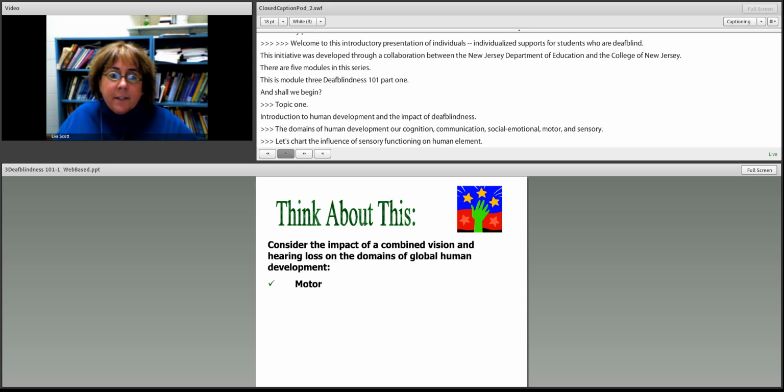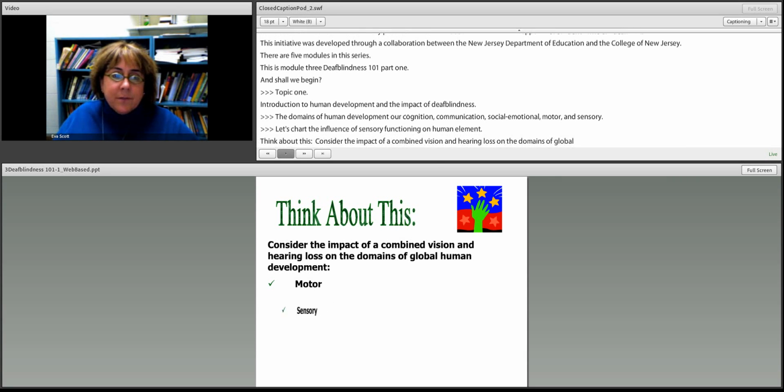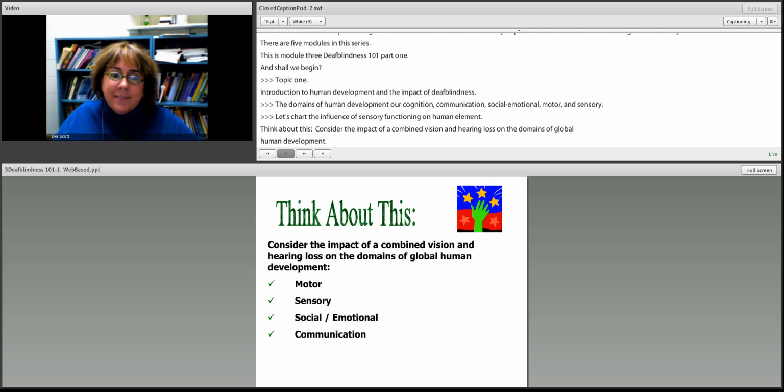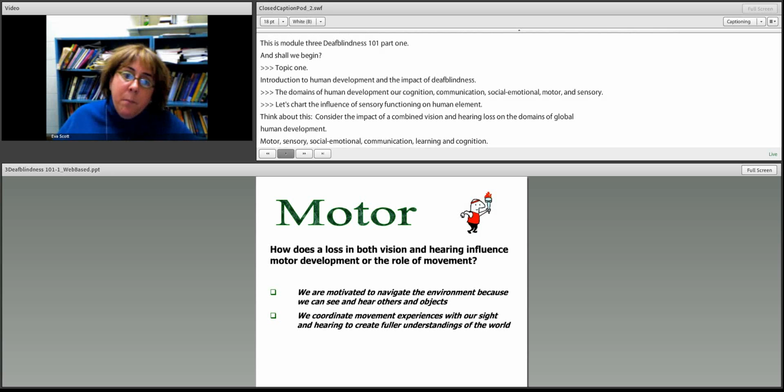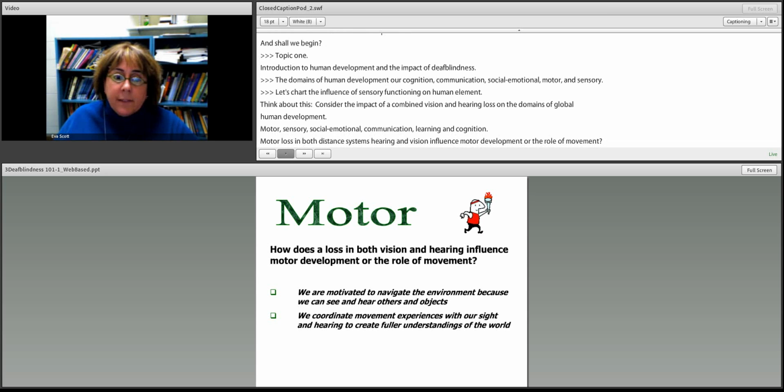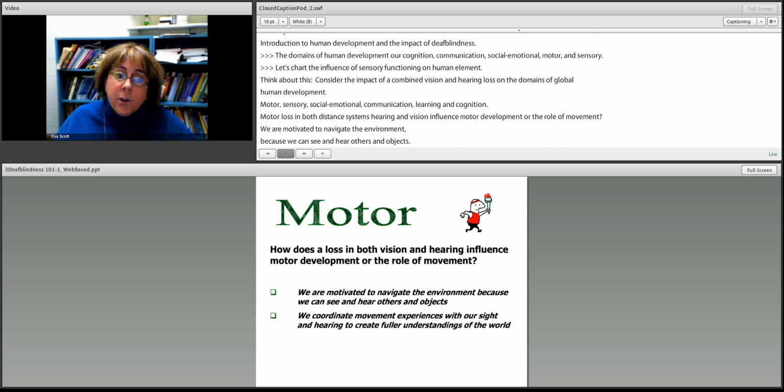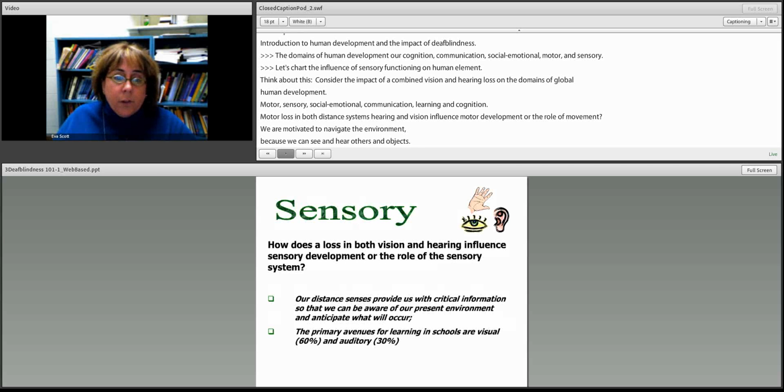As we just said, motor, sensory, social emotional, communication, learning and cognition. Motor, how does a loss in both distant senses, hearing and vision, influence motor development or the role of movement? We are motivated to navigate the environment because we can see and hear others and objects. We coordinate movement experiences with our sight and hearing to create fuller understanding of the world.